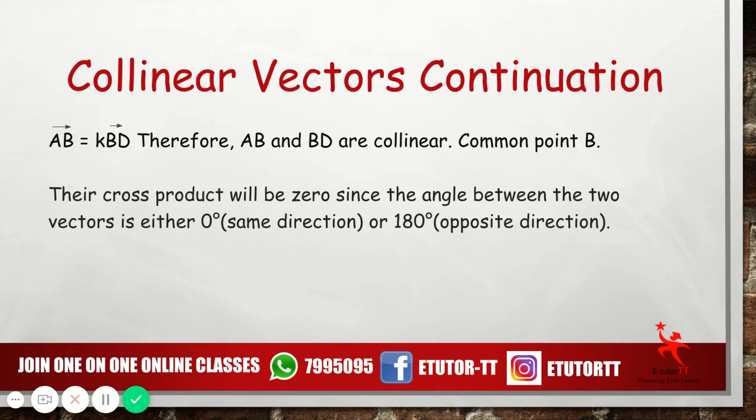Vector AB is equal to k times vector BD. Therefore, AB and BD are collinear. They both have a common point, which is B. Their cross product will be 0 since the angle between the two vectors is either 0 degrees, which is the same for the same direction, or 180 degrees for opposite direction.